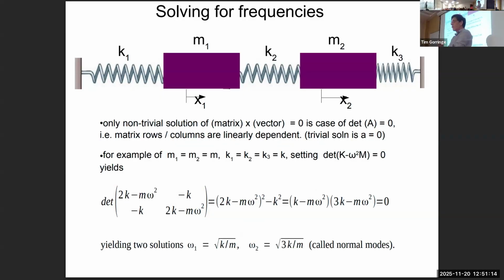First thing I do is solve for the frequency. Once we solve for the frequency in terms of the spring constants and the masses, you can go back to that matrix vector equation, plug in that frequency, and you'll immediately see what the amplitudes are, the relationship between the amplitudes A1 and A2. So the first step is really to get the frequency.